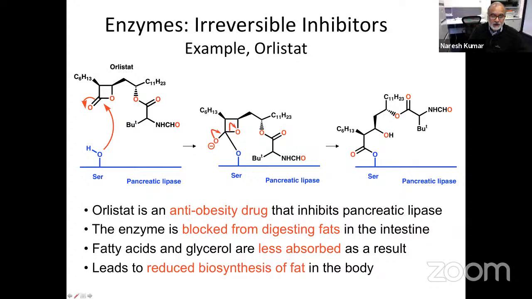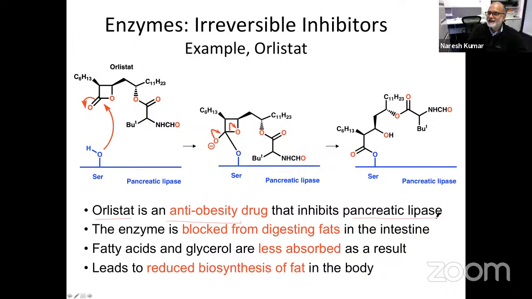There's another drug called, I won't go into the details of that, Orlistat, and this is an anti-obesity drug. An anti-obesity drug is a drug which can cause weight loss. All of us are very, very concerned about our weight these days. So this drug is called an anti-obesity drug. It basically interferes with or stops the functioning of pancreatic lipase.